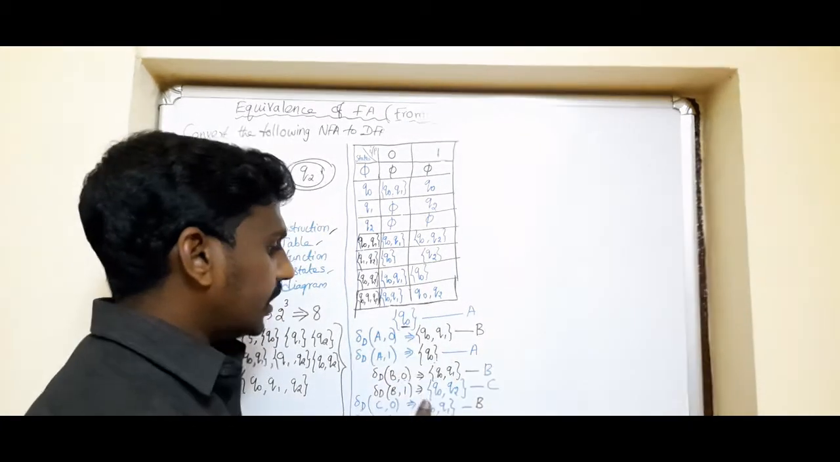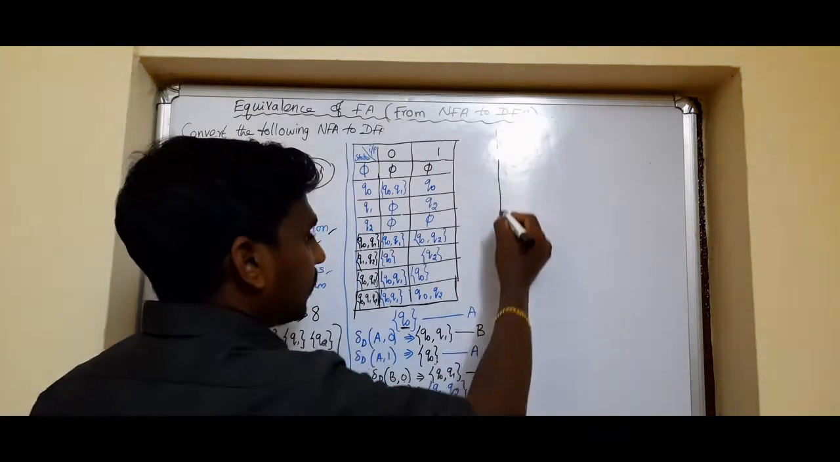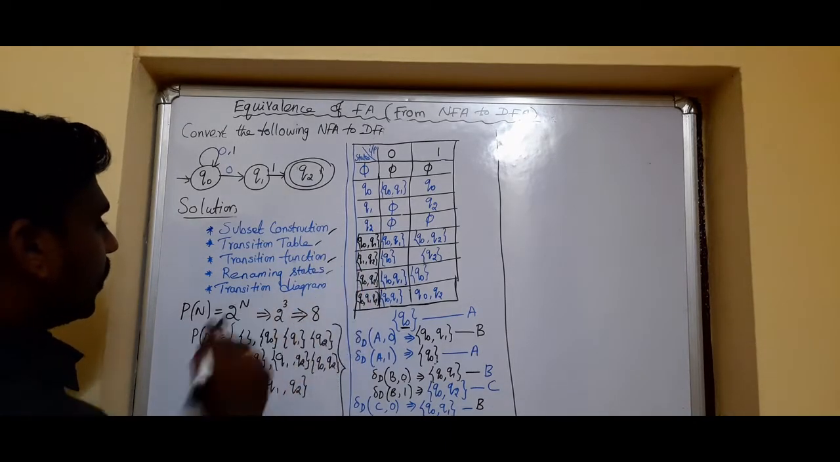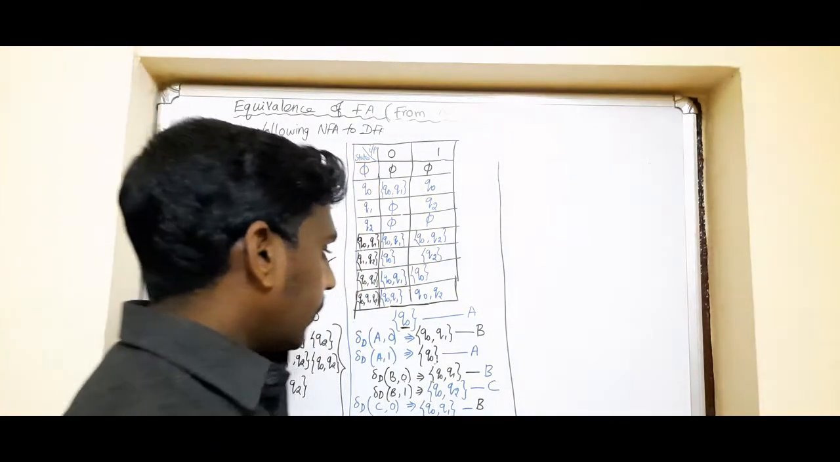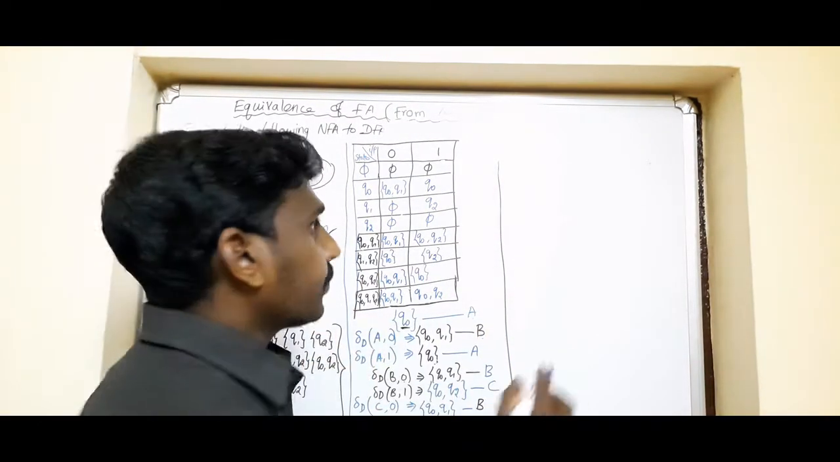If it is not a new state, you have to give the old state alone, right? So the transition function is also over. That is, this state is also over. Now the last one is the transition diagram, right? So how many states do I have? A, B, C, only 3, right?